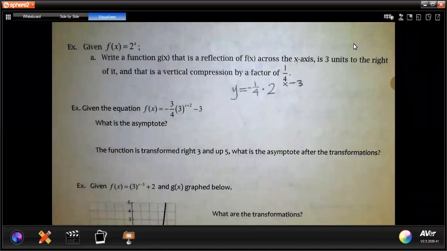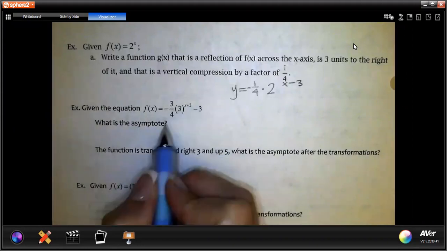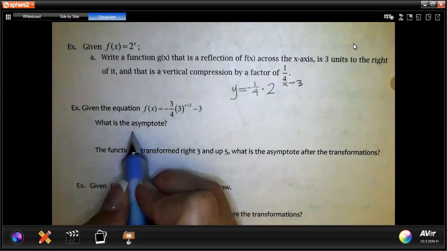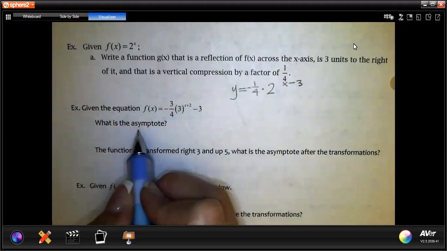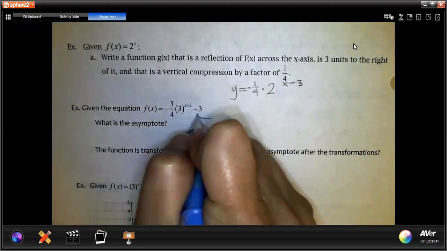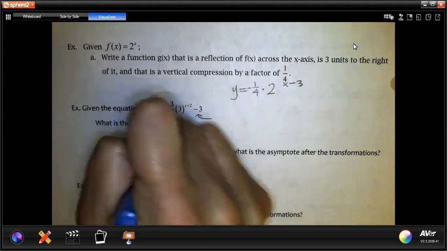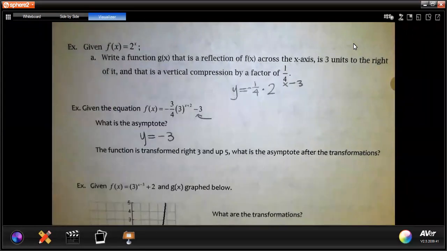Now we're going to address some of the questions that are a little bit harder that you have to put a little more thought to with transformations. At this point, we've done it with all the functions, so you should be getting pretty good with these transformations. Given this equation right here, it says, what is the asymptote? We said the only thing that changes the asymptote is the up and down movement. That's what's going to change a horizontal line. So that comes from this right here. If it went down 3, then I know my horizontal asymptote has to be at y equals -3.